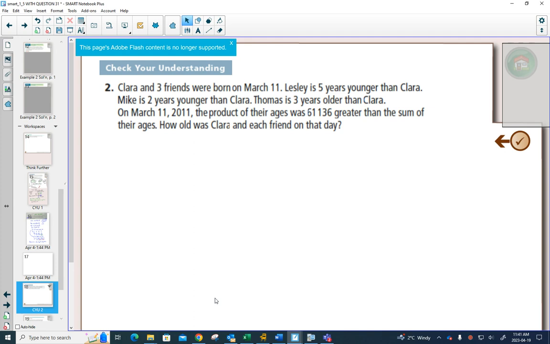But for some reason, you have this ability to know that the product of their ages is 61,136 more than the sum of their ages. You don't know how old they are, but you know this.